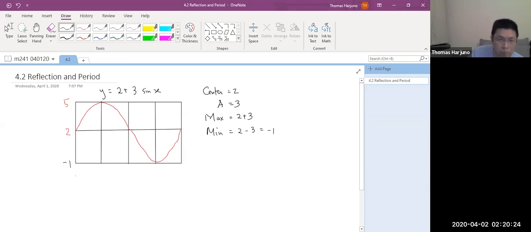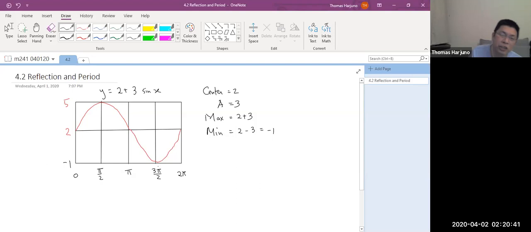Now then, the period is pi. So start from 0 plus 2 pi, I get 2 pi. And the cutoff in the middle is pi. This is pi over 2. This is 3 pi over 2.